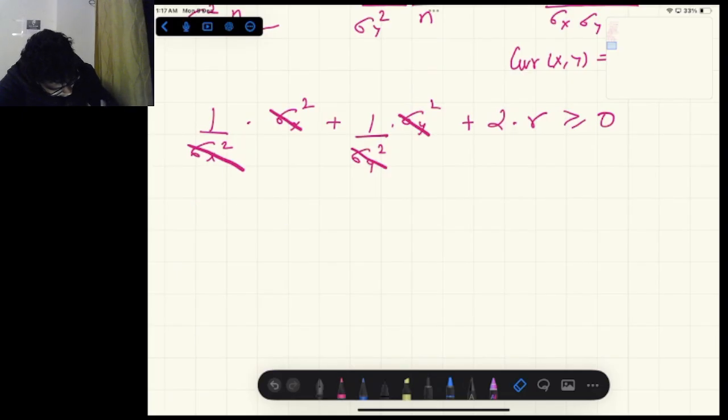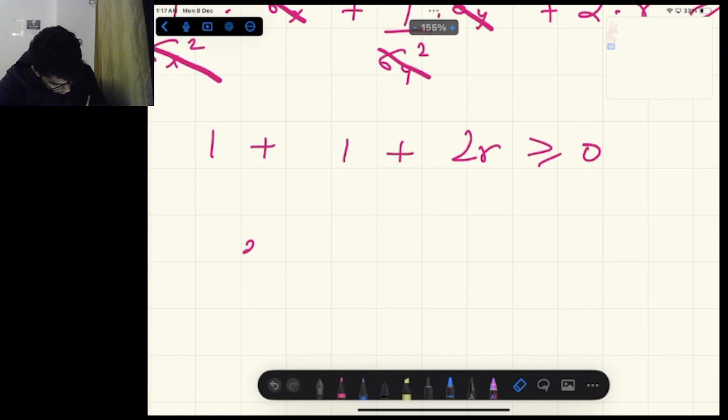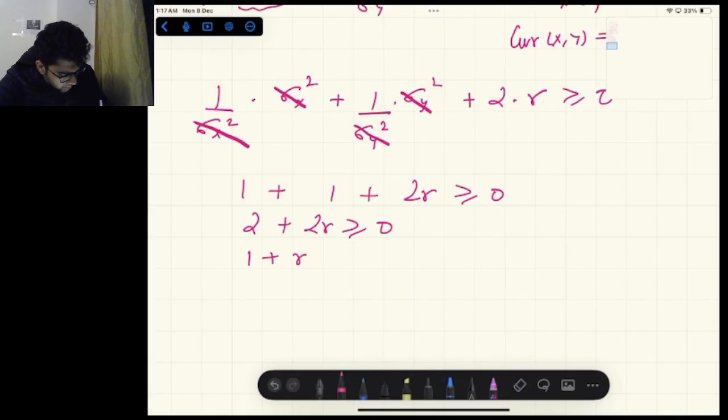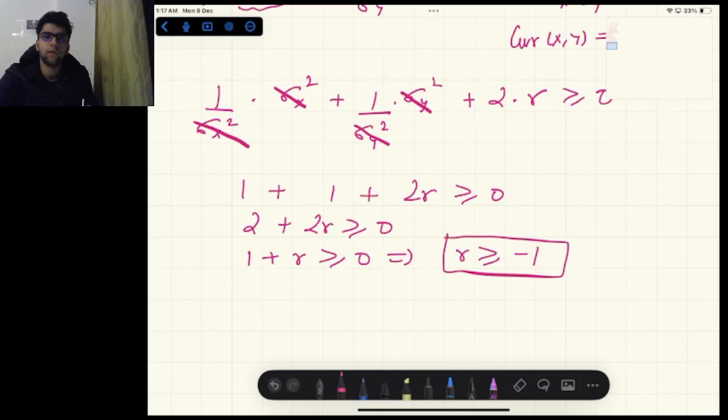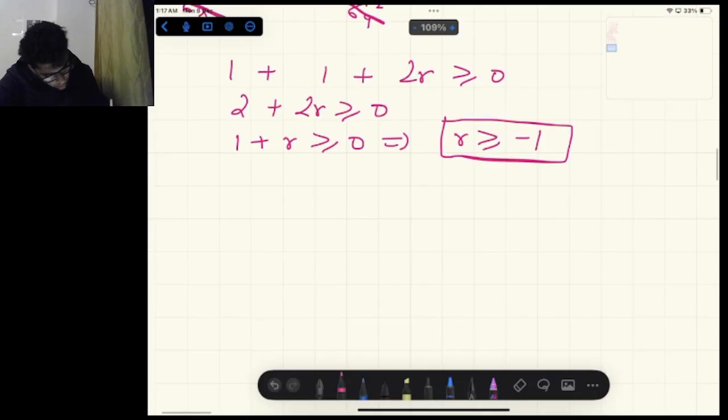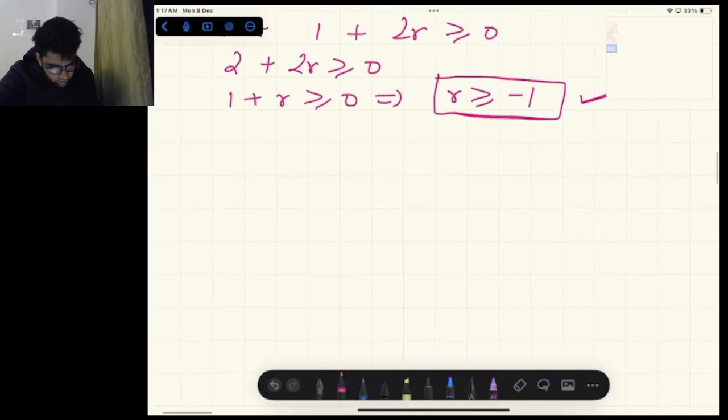I'll be left with 1 plus 2r greater than equal to 0. So I have 2 plus 2r greater than equal to 0, which gives me 1 plus r greater than equal to 0, which implies r is greater than equal to -1, right? So we have proven that r should always be greater than equal to -1. Now the second part of my proof.